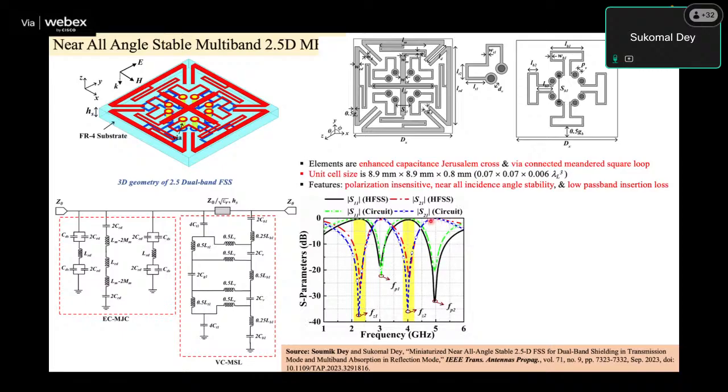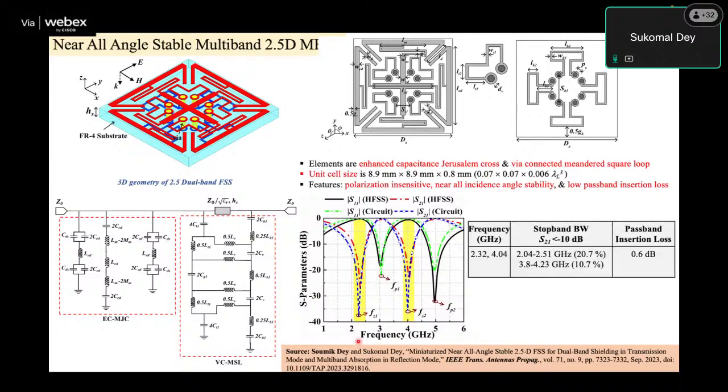So now you can call it a dual band pass and band stop response, or a dual band filter, dual band pass and band stop filters. Okay, so this is the S parameter response. You can see the performance. Insertion loss is very less, 0.6 dB.